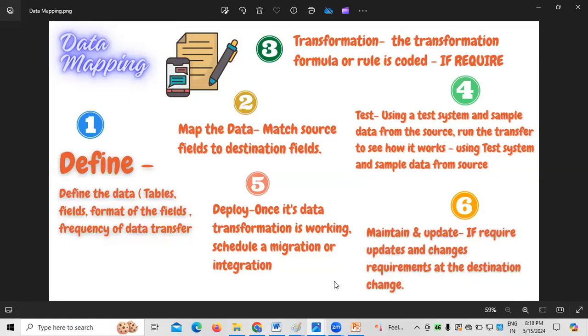This is a continuous process. As long as you are working on the project, you have to continue further. This is what we call data mapping. Understood? Clear?